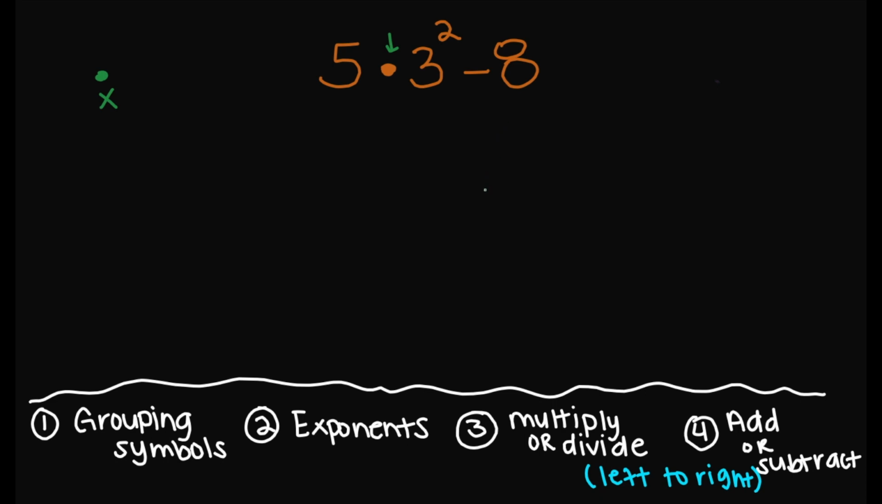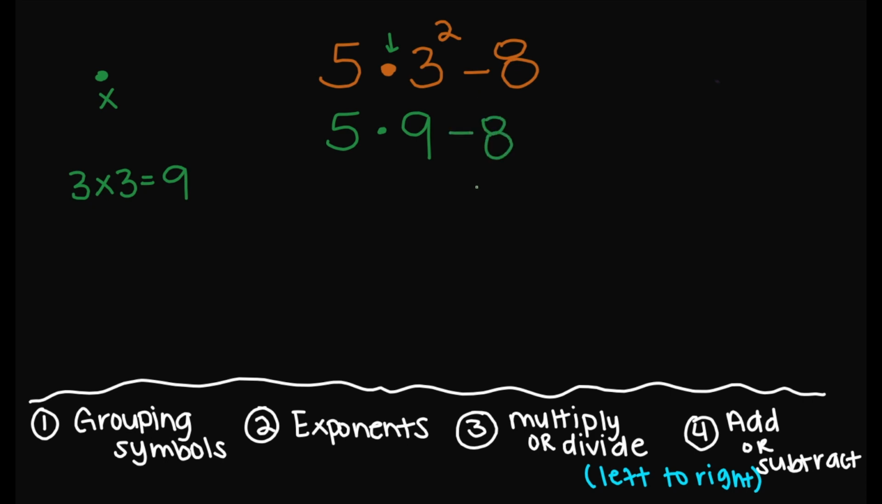All right, so based on my order of operations, first thing we need to do, I do not have any grouping symbols. However, I do have exponents that I do need to take care of. So I'm going to do 5 times 3 squared. This is going to equal 9, because this is 3 times 3, and that's going to equal 9. And then we have minus 8.